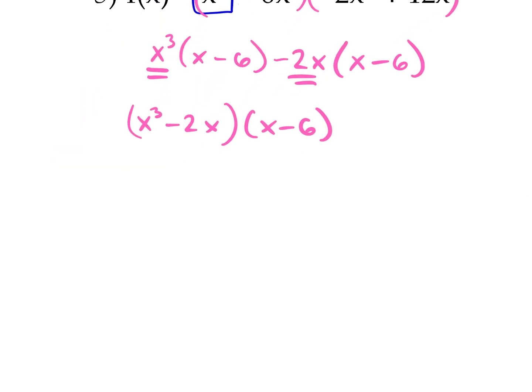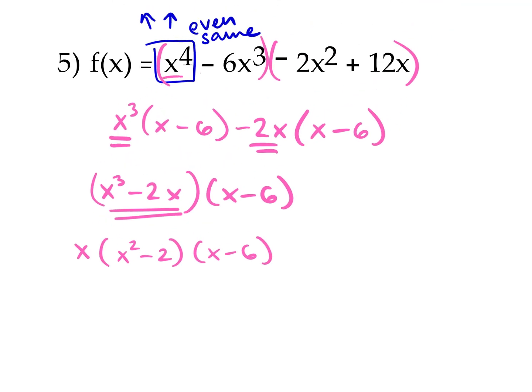Now looking at our answer here, I probably should have done this in the beginning, but can I factor this anymore? I have a GCF from this group here. What's our GCF? X. So I'm going to take out that x. So we have x times x squared minus 2 times x minus 6. So in the beginning, I see that all of my terms had an x. I should have taken out the GCF of an x at the start, but you can do it at the end too.